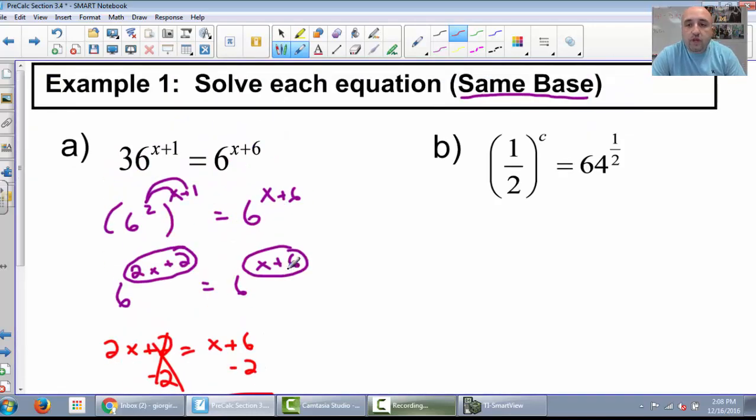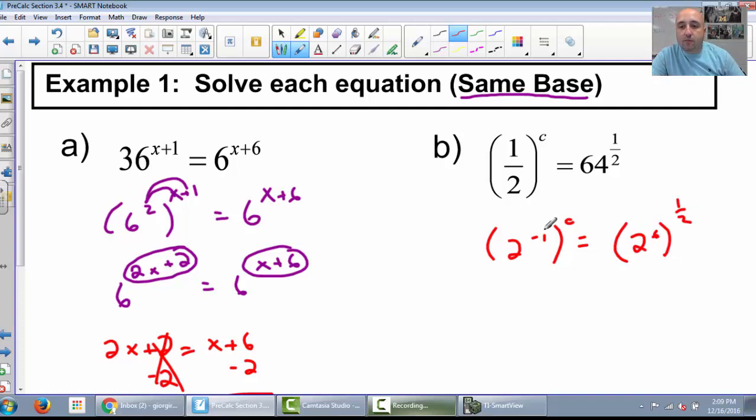Okay. All right, same thing with b. b is a little bit tougher though. So we need to somehow get 64 and 1/2 to the same base. Okay. So let's recap here. Would you agree that 1/2 is 2 to the negative first power? Okay, I hope you do. And I still have the c there. And now I'm going to turn, so this is in a base of 2, I'm going to turn 64 into a base of 2, which is 2 to the 6th power. And I still have a 1/2 there.